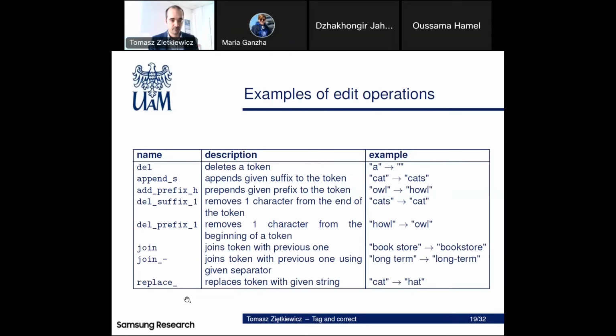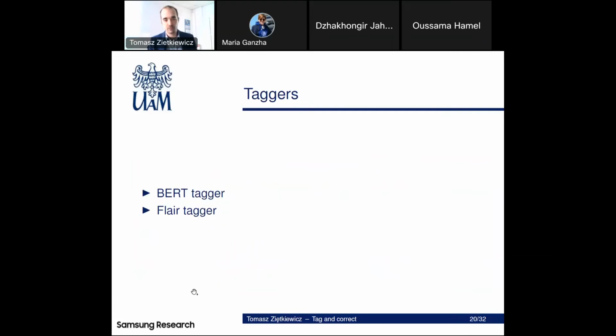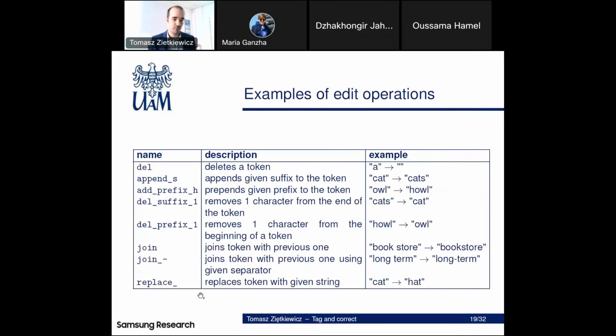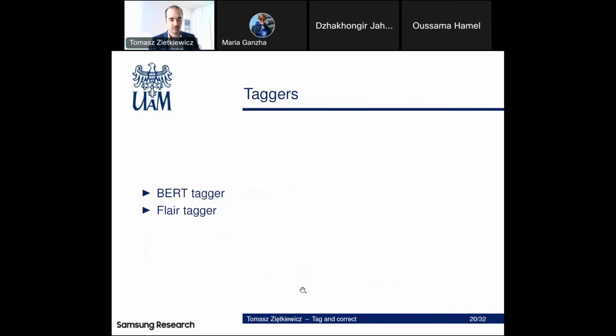Okay. And so now let's go to the taggers. We know that we have a corpus of these ASR hypotheses tagged with these edit operations. So some words will have these edit operation labels assigned to them, and now we have to train a tagger model which will learn how to assign these operations in a test or production phase.